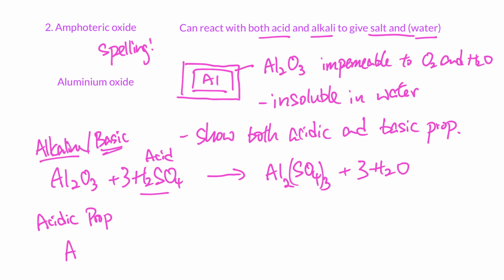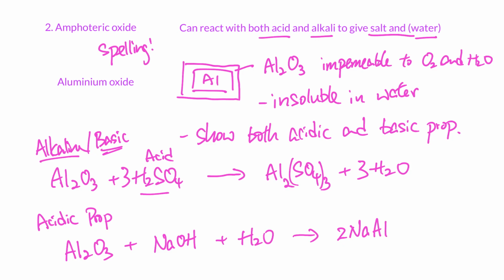Okay, so when we have Al2O3, you add into NaOH, and in the process you need to add some water here as well. Then you will have this one, a very complicated one. It's called sodium tetrahydroxoaluminate.